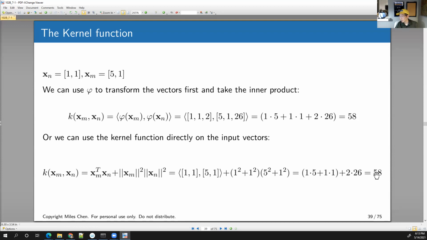Okay. And so I can get the same answer, and we can see that we end up doing the same kind of products here. We get 58 here. The other option is I could apply the transformation function, which gives me (1, 1, 2) and (5, 1, 26), put it into 3D and then get the inner product this way. Right. So all to say is that we don't actually have to figure out what the 3D vector is. We can just take the original 2D vectors, but get the inner product of what the transformed vector is without actually doing the transformation itself.